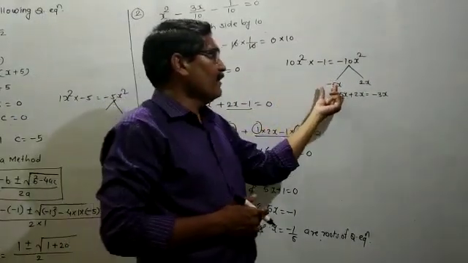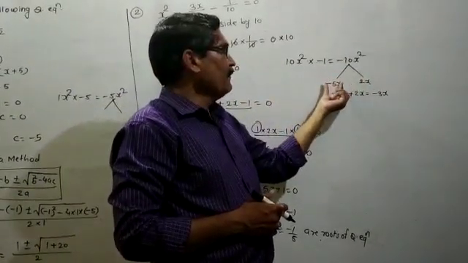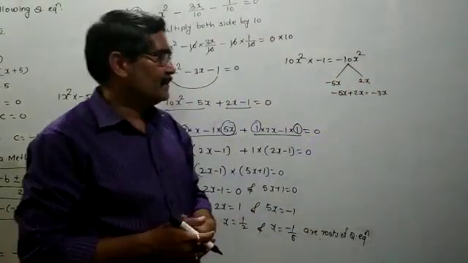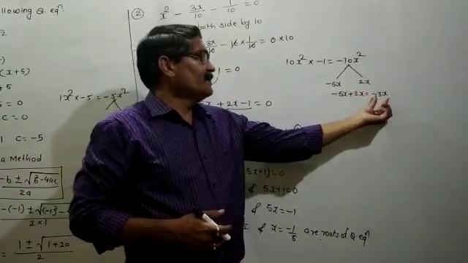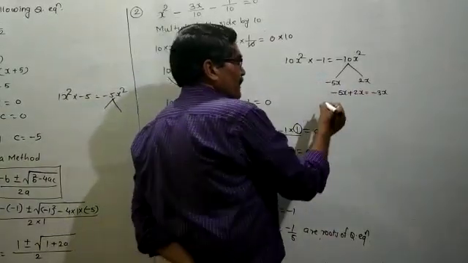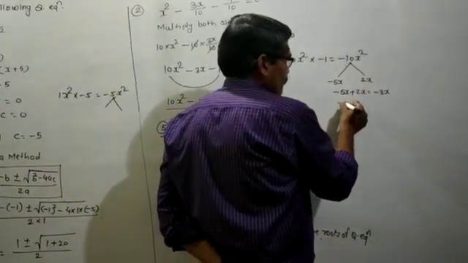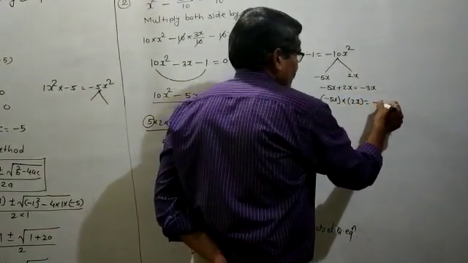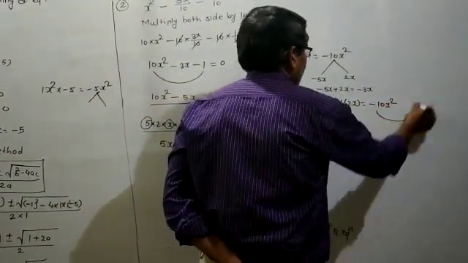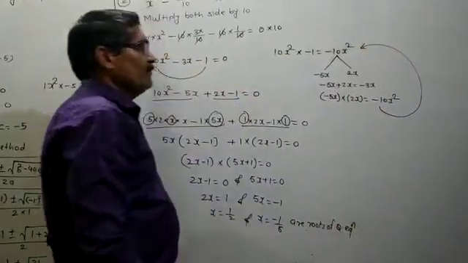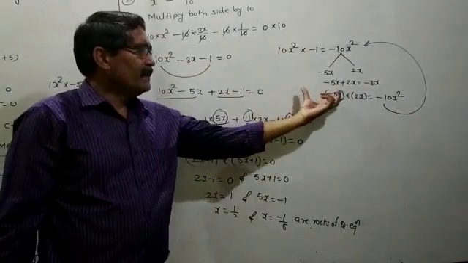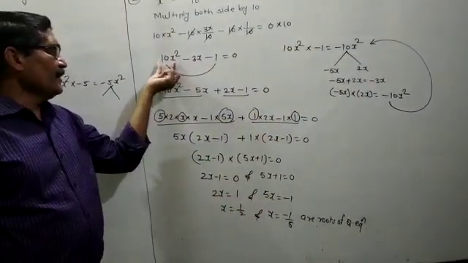At that time, 5 twos are 10. Then minus 5 plus 2. Minus 5x plus 2x is equal to minus 3x. So the middle term has to come minus 3x and the product has to come minus 10x square. So minus 5x multiplied by 2x is equal to minus 10x square. It means the product is equal to the product of the first term and the last term, and that is coming. So you have to write 10x square as it is.